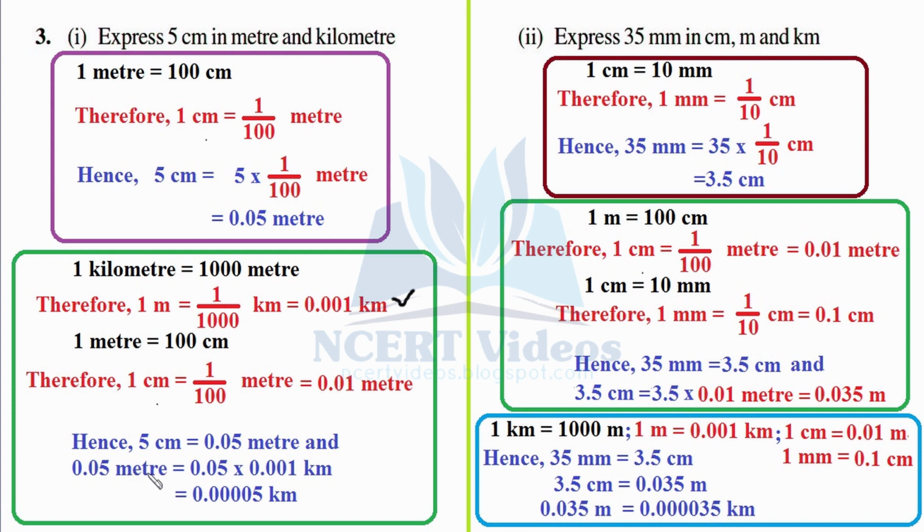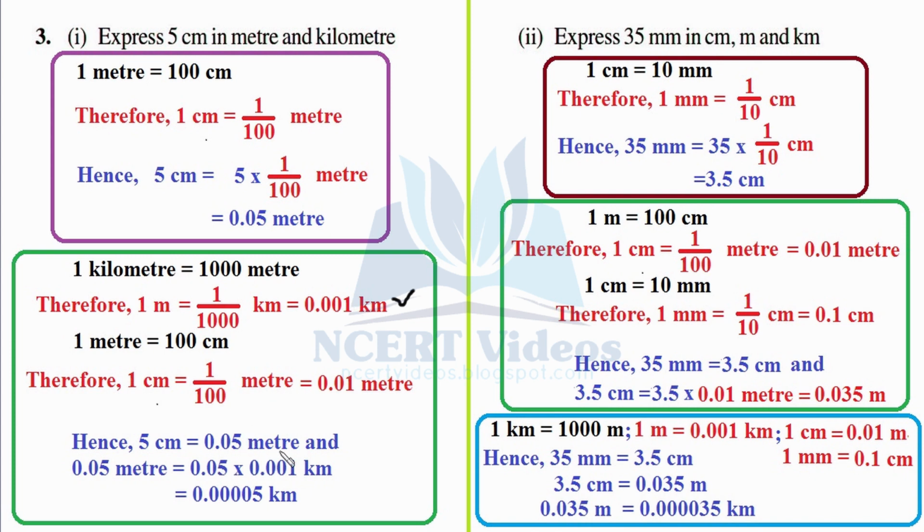We have to go from meter to kilometer because our ultimate aim was to go from centimeter to kilometer. Till now, we have only reached meter. Now we got the meter value, we'll go from meter to kilometer. So here we go. We multiply it with this factor, the factor that we have got here.